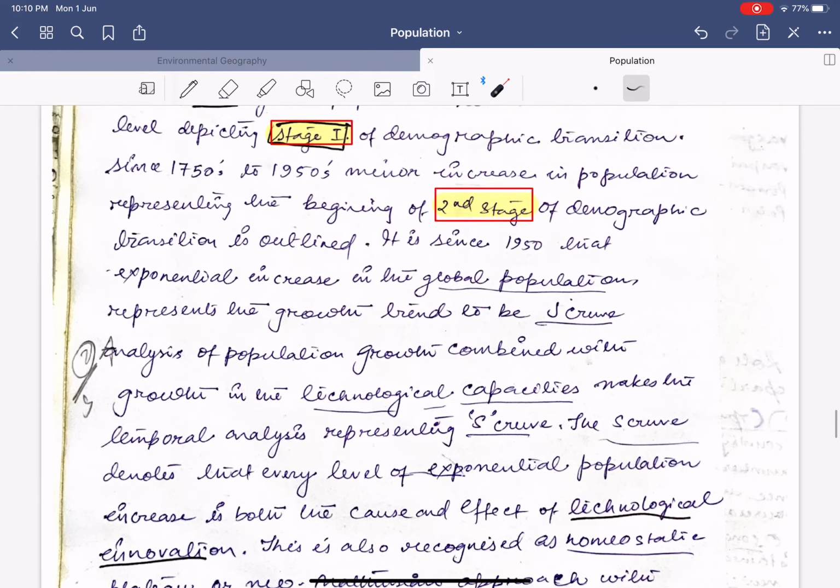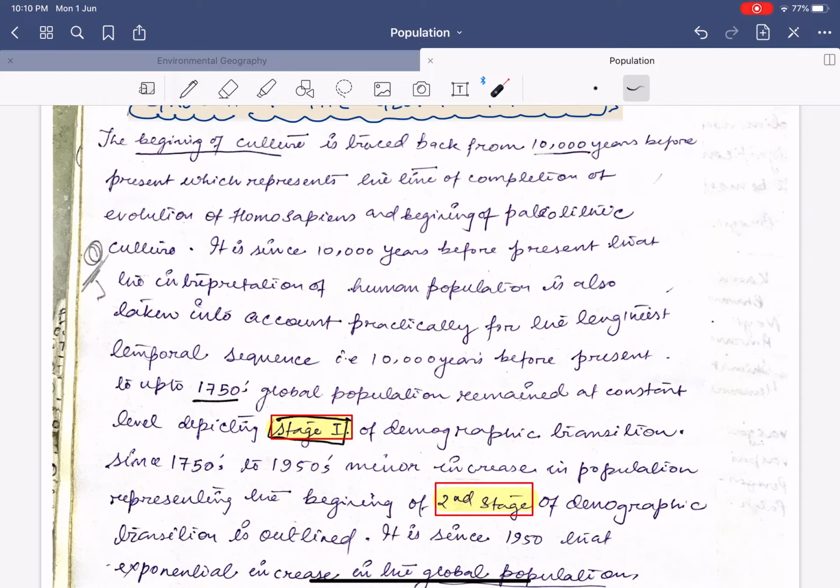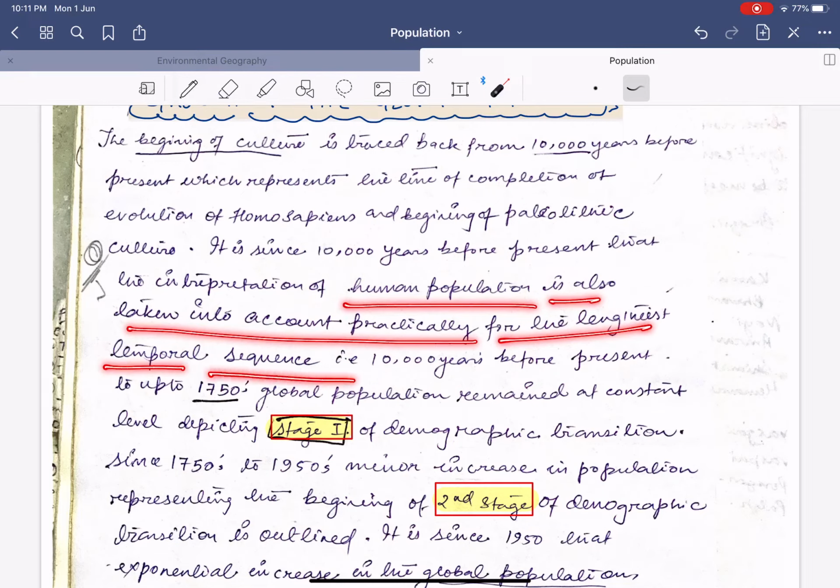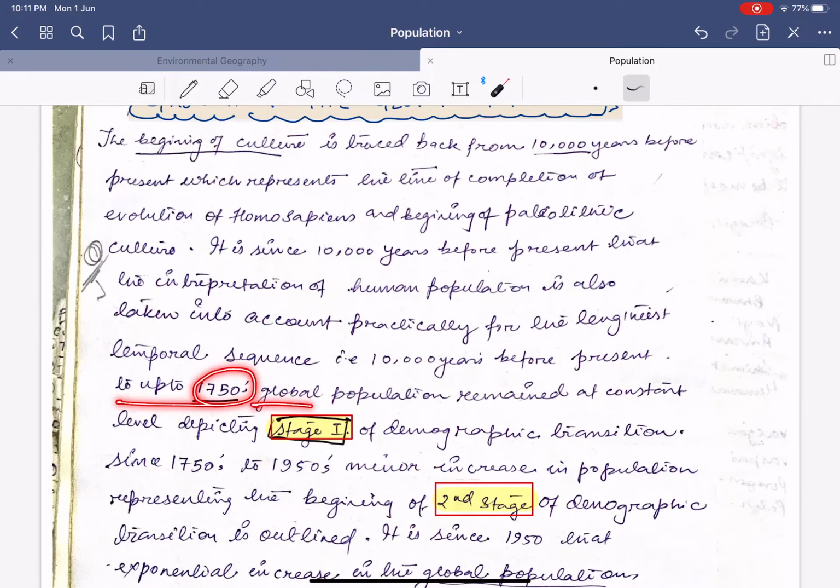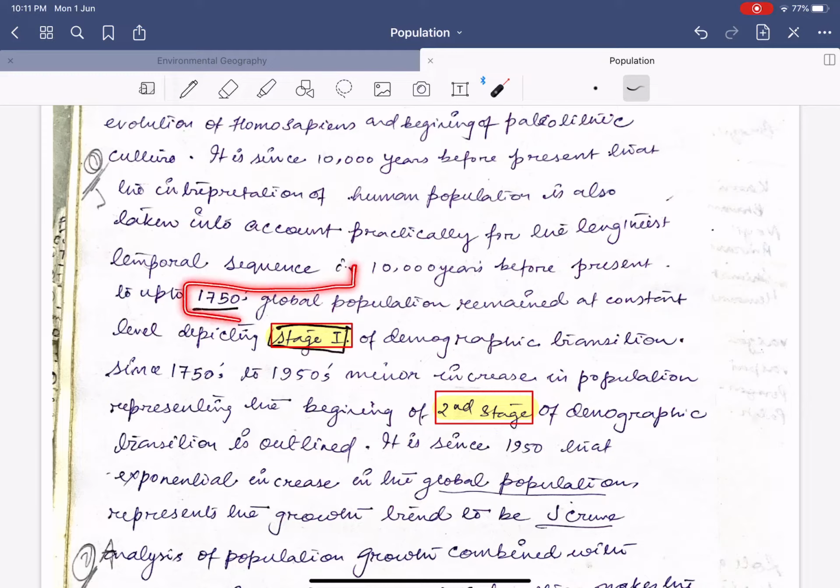Now let us understand these complete notes. See, the culture is traced back to 10,000 years before the present, which represents the time of completion of the evolution of the Homo sapiens and the beginning of the Paleolithic culture. This is basically explanatory. If you're not writing it, so far so good, no issues with that. It is since 10,000 years before the present that the human population is taken into account, particularly for the lengthiest temporal sequence, 10,000 years before the present up to 1750. This is what we call your first phase of the global population, which remained constant.